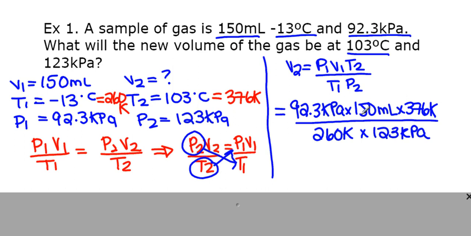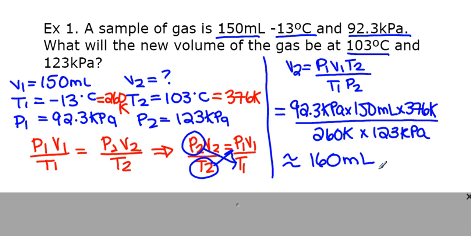92.3 times 150 times 376 divided by 260 times 123. Here, when we round, we want two significant digits. So in our answer, you should get approximately 160 milliliters.